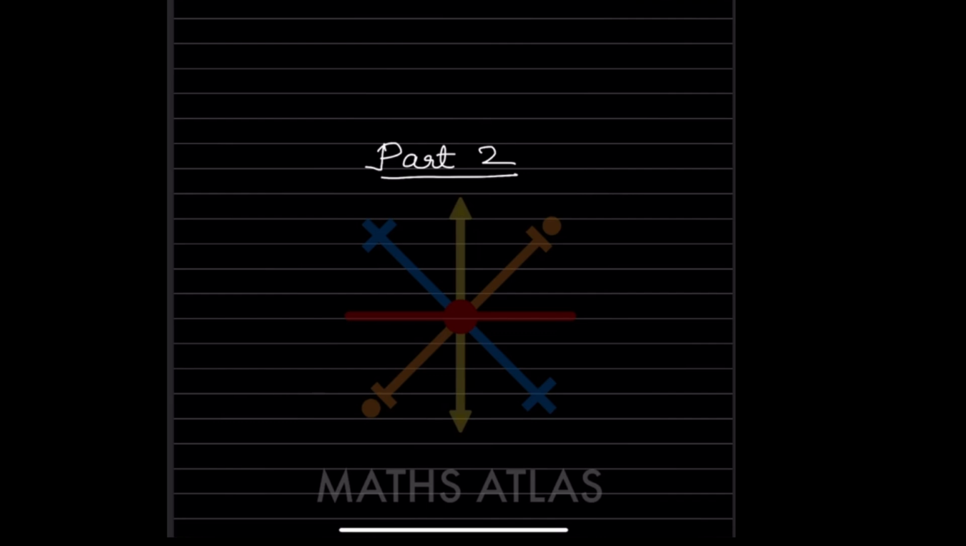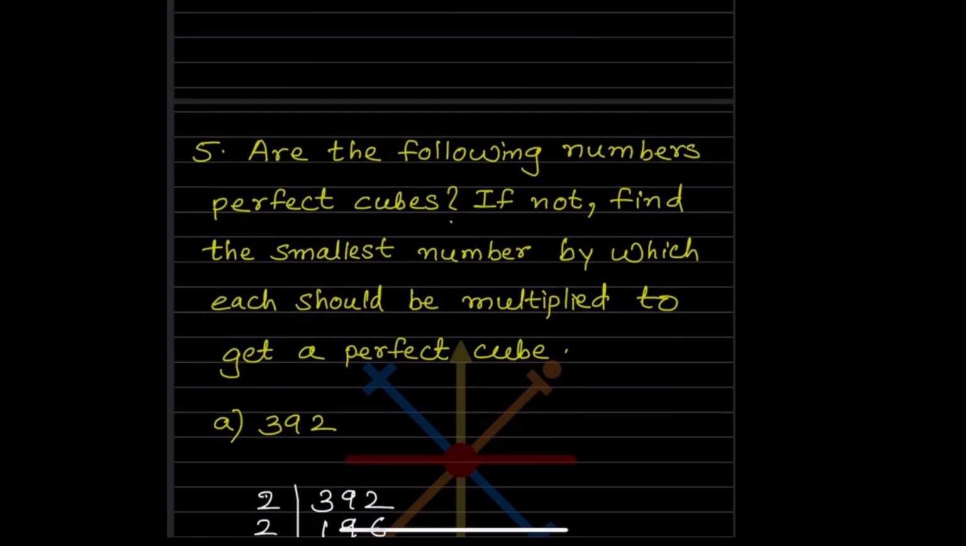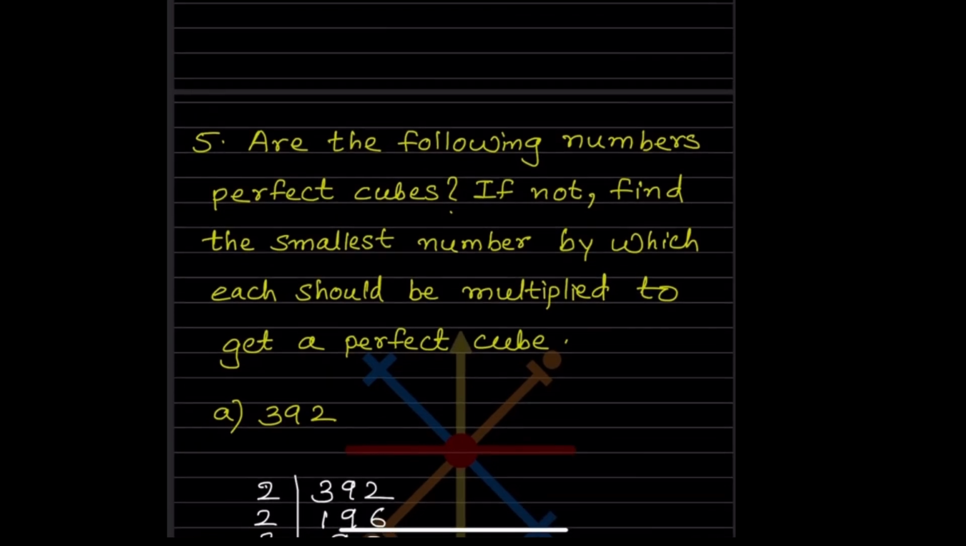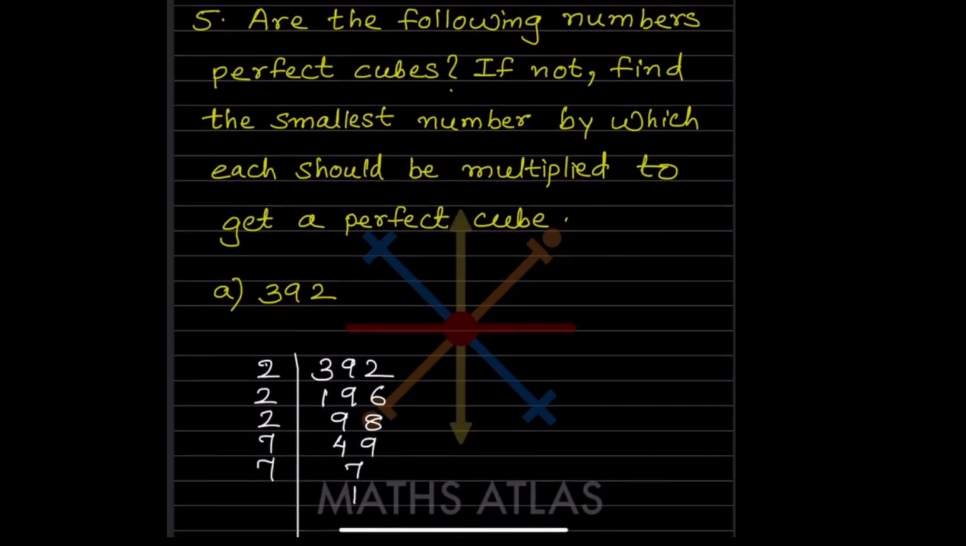So today let us do the part 2 of the same topic, that is the cubes and cube roots. So here are the following numbers perfect cubes? If not, find the smallest number by which each should be multiplied to get a perfect cube. So this is the number given, 392. Here we have to see whether it's a perfect cube.